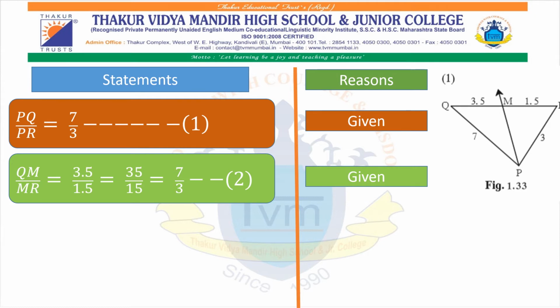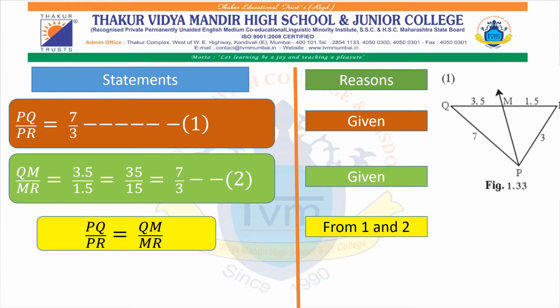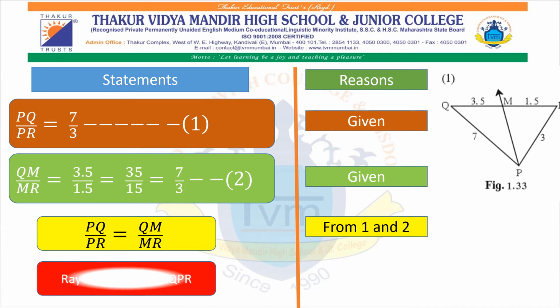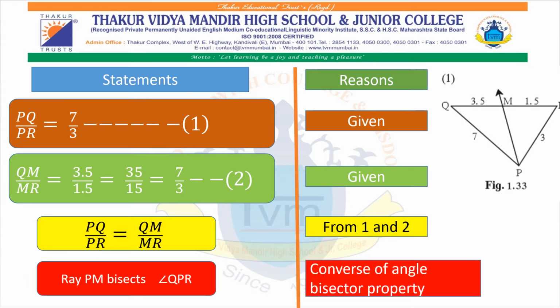So you can see from equations 1 and 2, PQ upon PR is equal to QM upon MR. The reason we will write is from 1 and 2. Therefore, from this we get ray PM bisects angle QPR, and the reason we will write for this is the converse of the angle bisector property.